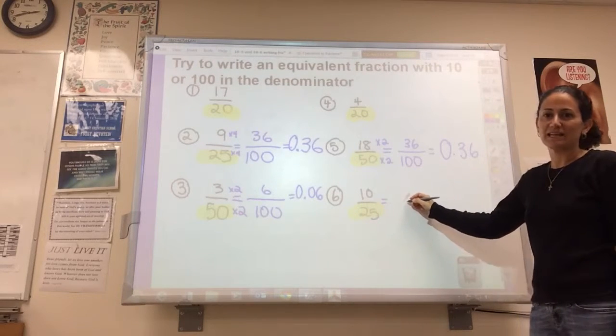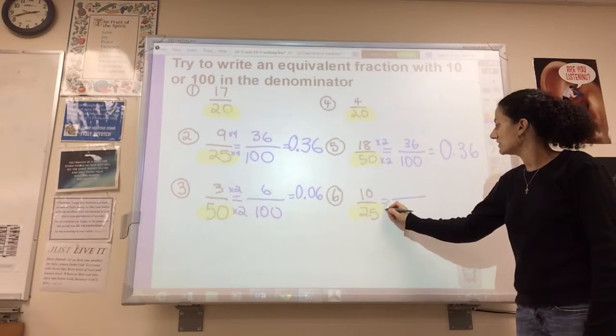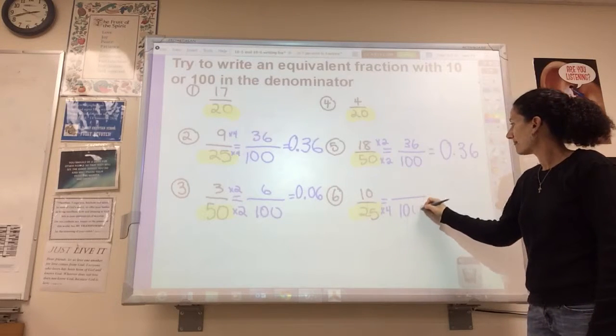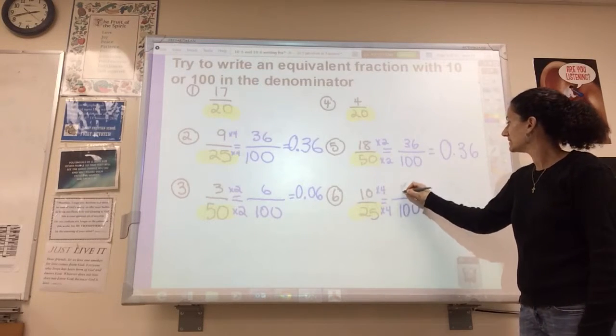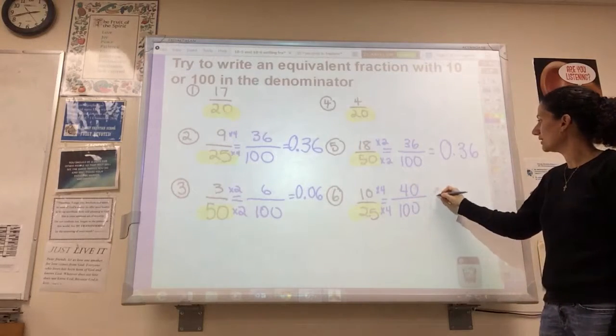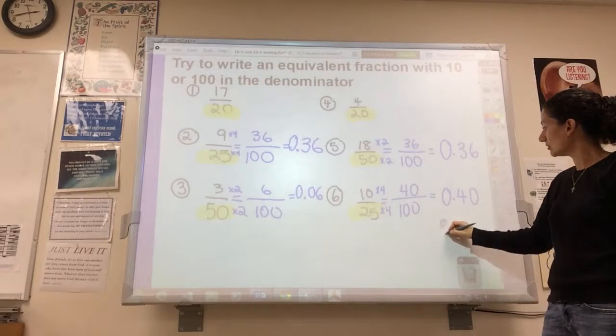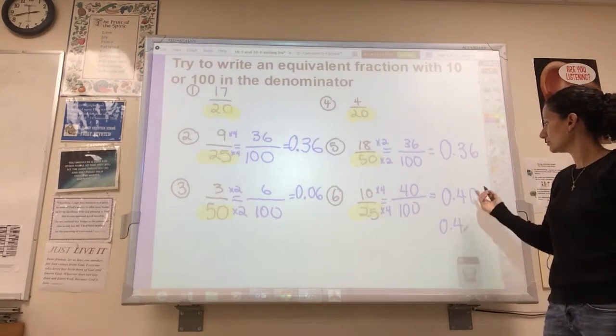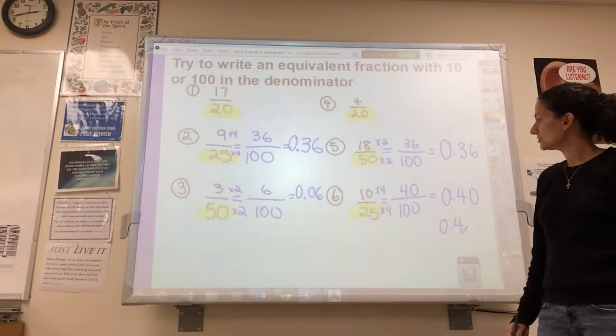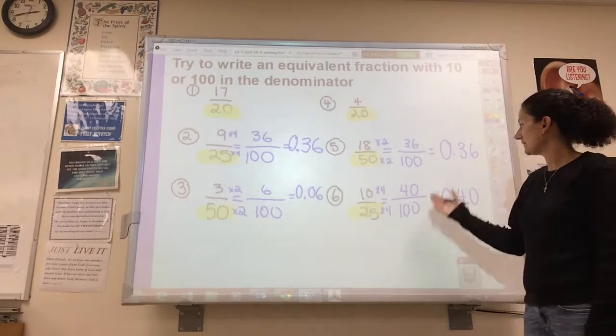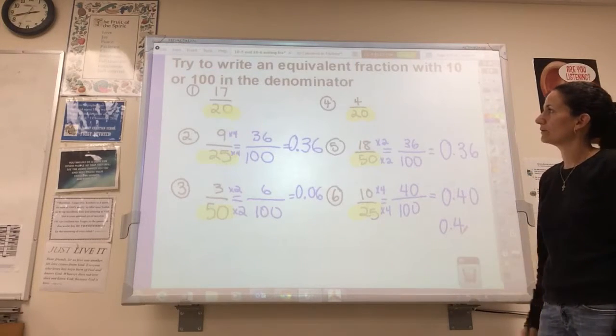Let's check it together. So 25 times 4 is 100. 10 times 4 is 40. So 40 hundredths is 0.40. You can also write that as 0.4. Those are the same thing. So 10/25 is the same thing as 0.4.